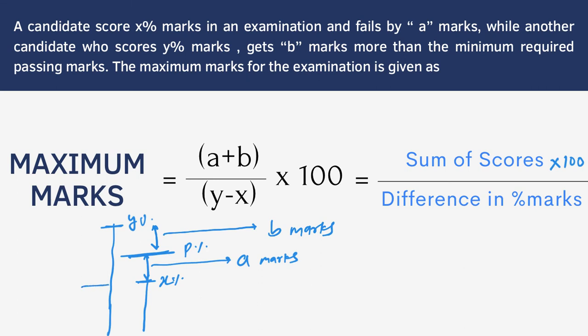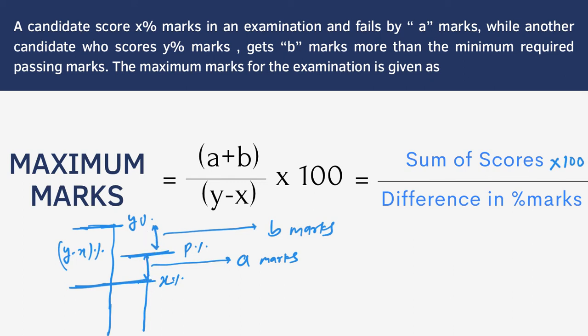So I can say this gap is equal to B marks. Now can you calculate this gap from here to here? Here this is X percentage, and here this is Y percentage. So can I say this gap is Y minus X percentage? Y minus X percentage. And this gap is equal to, till here this is B and till here this is A. So I can say from here to here the total marks gap is A plus B.